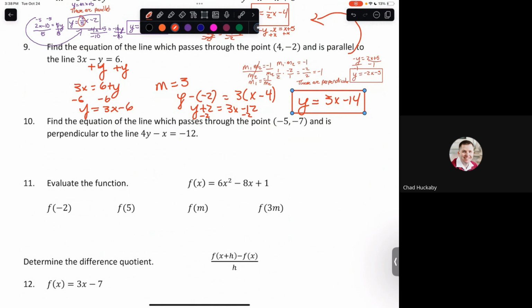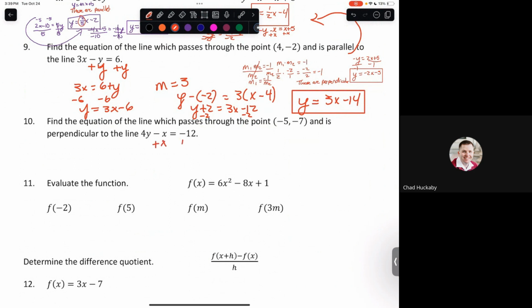Number 10, we want to find the equation of the line which passes through -5, -7, and is perpendicular to 4y minus x equals -12. So how do I start to find the line that's perpendicular? What would you do first? Do the same to that that you did on 9. Put it in slope-intercept form. Exactly. We want to put it in slope-intercept form.